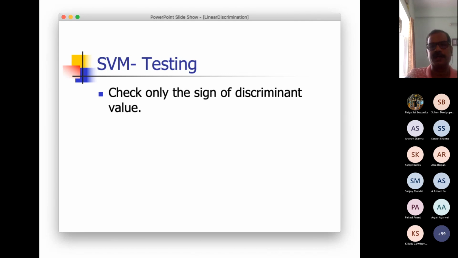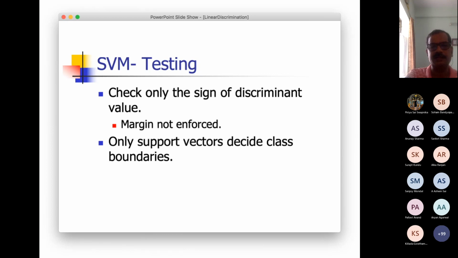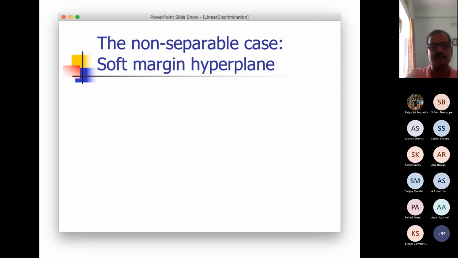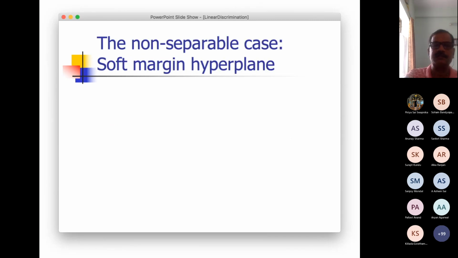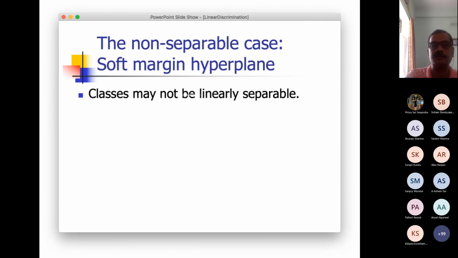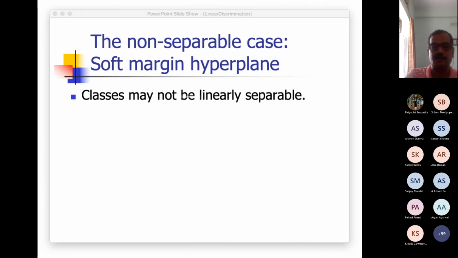During testing, of course, you have to only check the sign. You don't bother about +1, -1 there. Just check the sign only. Margin is not enforced, and you can decide the classes. So let me stop here today. We will continue this discussion again tomorrow, on how you handle the case if the classes are non-separable, under the same framework itself.